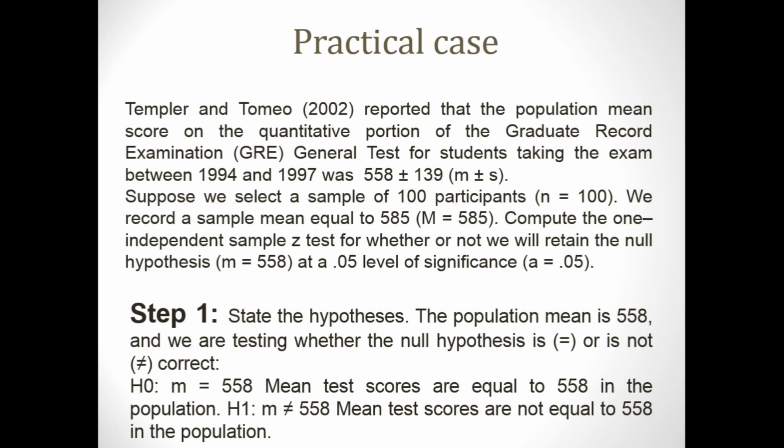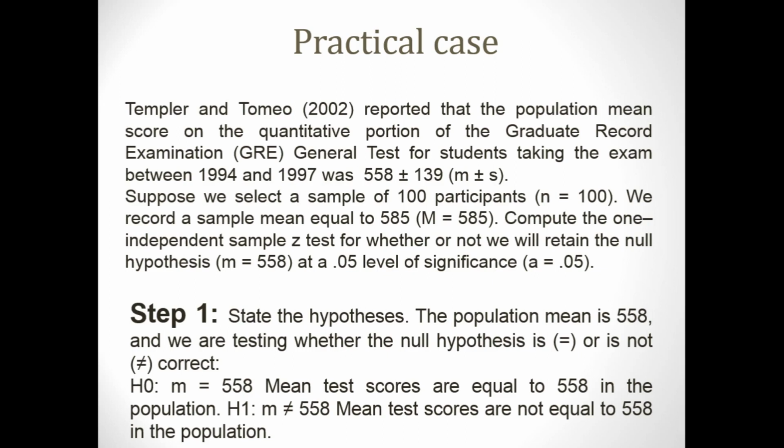H0 is M equal 558, mean test scores are equal to 558 in the population. H1, which is the alternative hypothesis, is that the mean is different from 558, meaning test scores are not equal to 558 in the population.